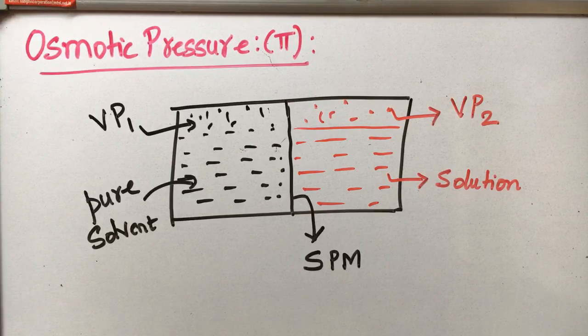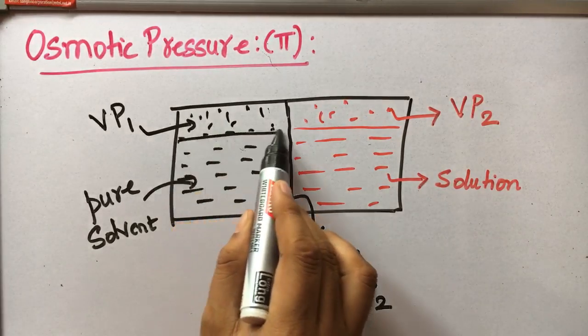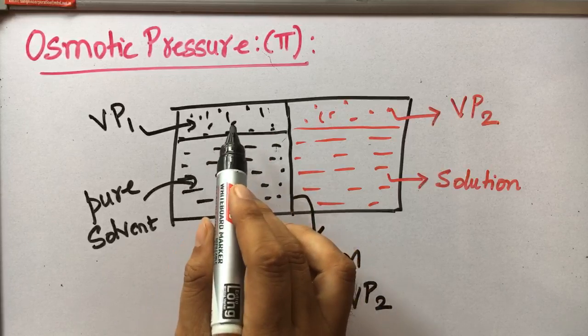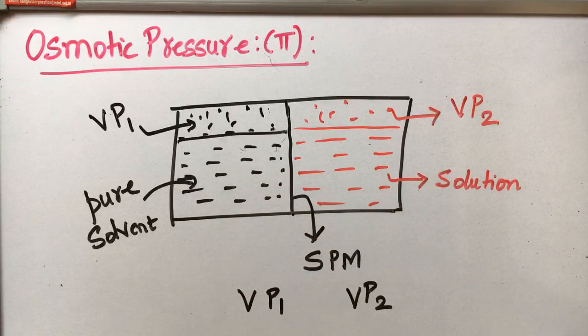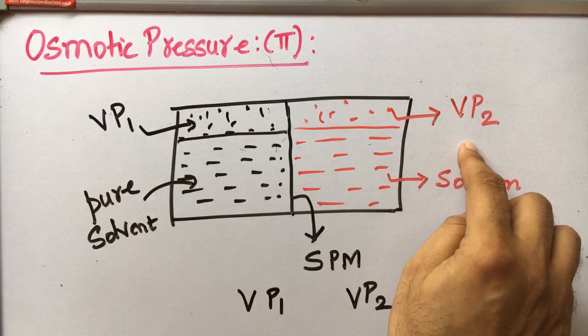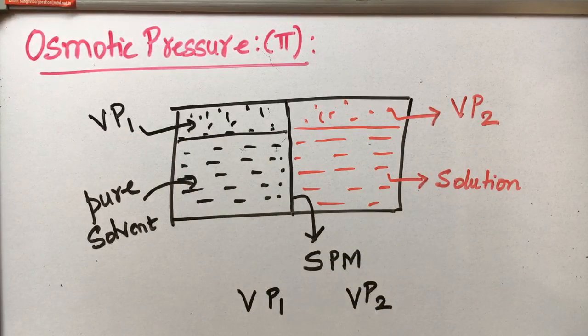Now can you tell me, students, if you compare vapor pressure 1 and vapor pressure 2, which one would be of higher magnitude? Let me say that this is liquid, pure solvent, above it has some vapors. This is solution, above that it has its own vapors, and it would be called vapor pressure 1 and vapor pressure 2. If you compare the magnitudes of this vapor pressure, which would be the higher one?